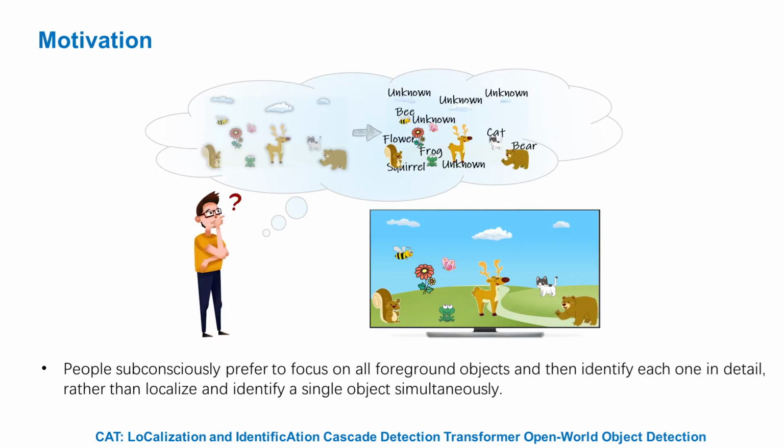In real life, when facing a new scene, people subconsciously prefer to focus on all foreground objects and then identify each one in detail, rather than localize and identify a single object simultaneously.